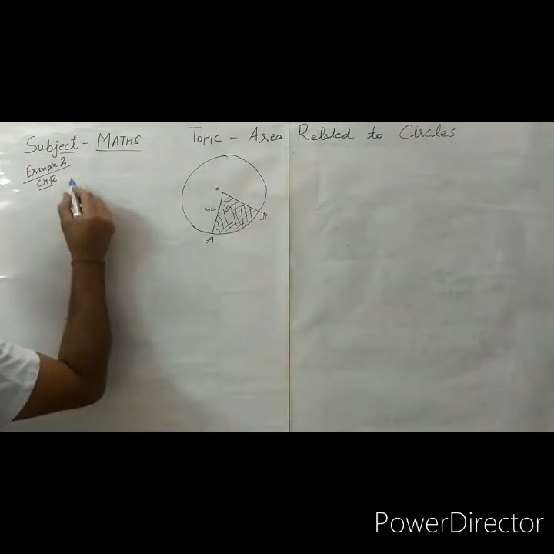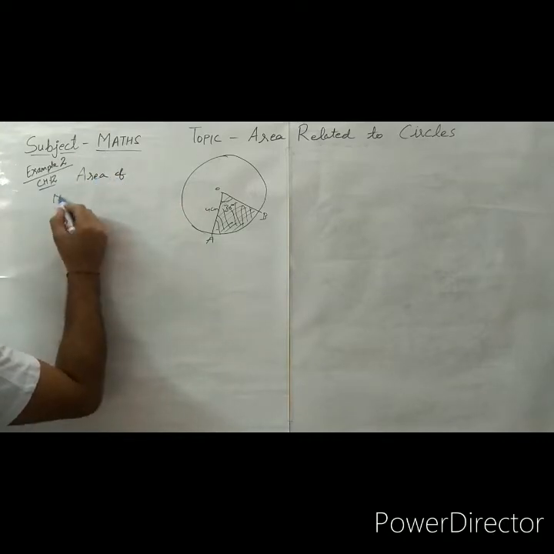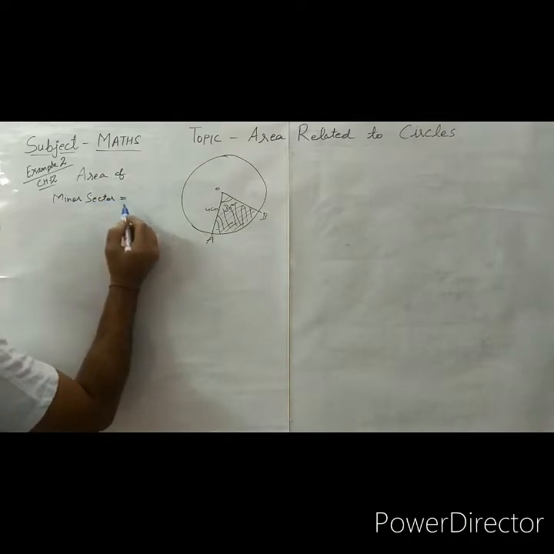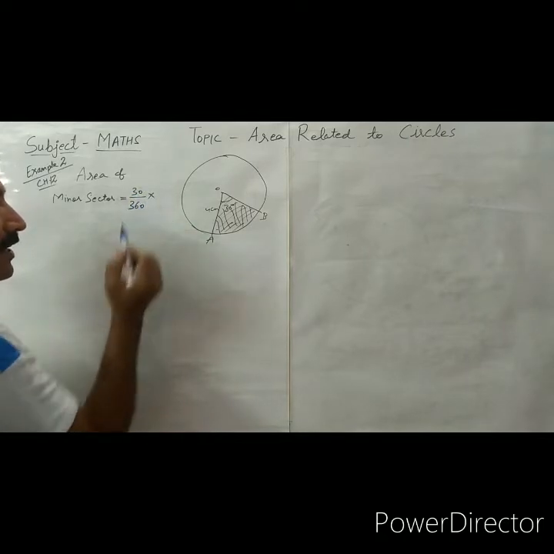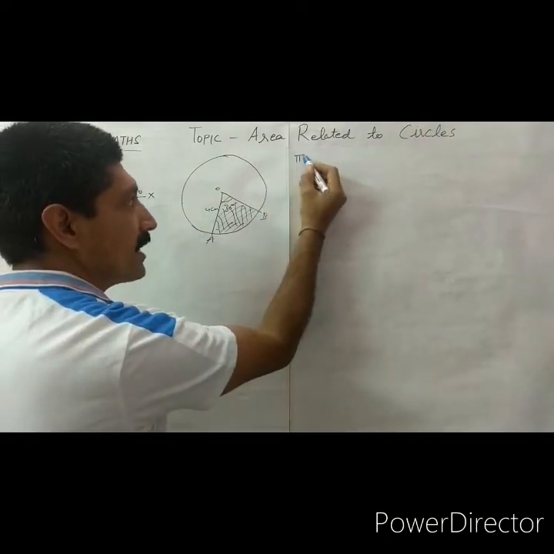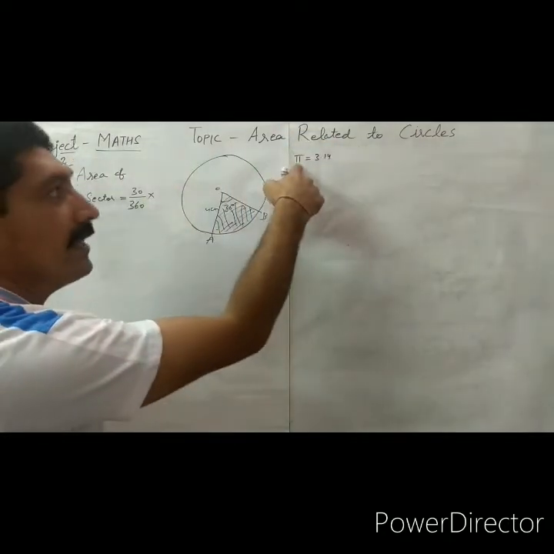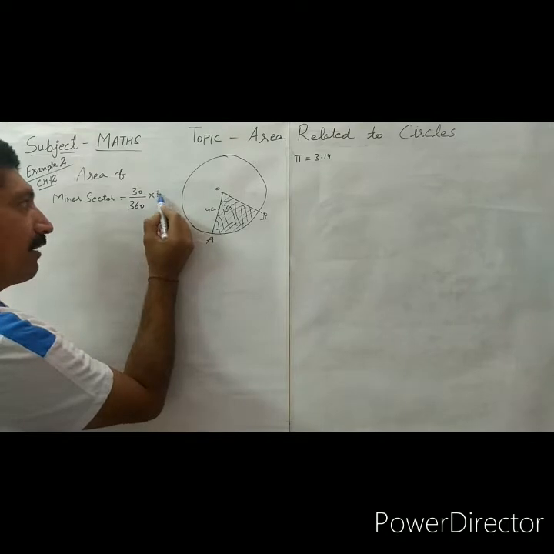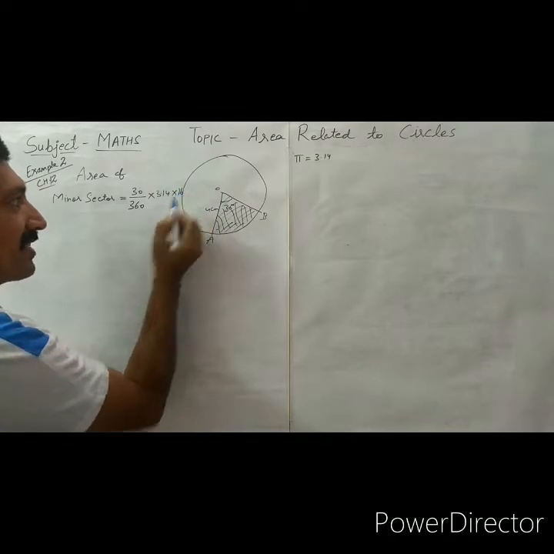So here, area of the minor sector is equal to theta upon 360 into pi r square, where theta is 30 degree. In example 1 they say to use pi is equal to 3.14. It is given in example number 2 that the value of pi is 3.14. So we will move ahead with the value 3.14 and r is 4. So r square is 16.